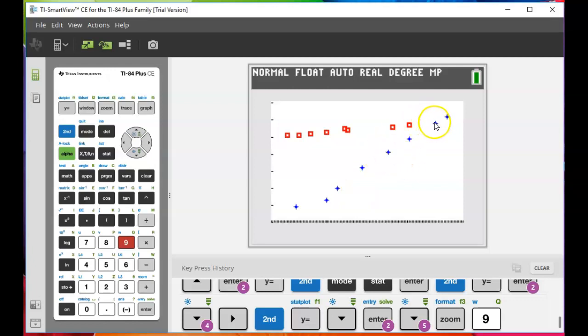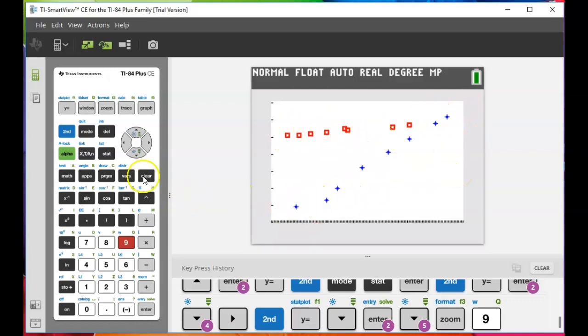If I had to guess, they kind of intercept somewhere around right here. But we're going to do a little bit more before we decide that. So the next thing I want to do is find the regression equation, and then I want to graph that line of best fit for each one of those.